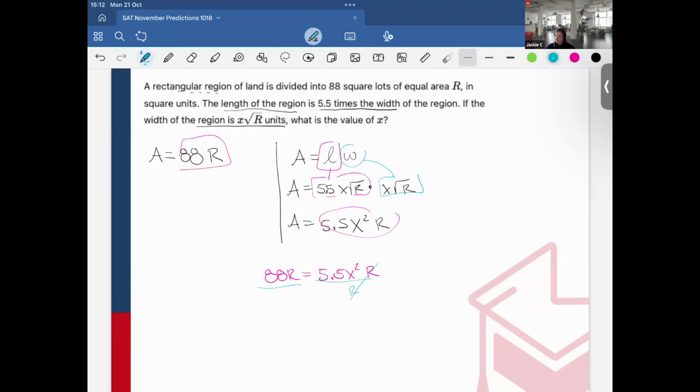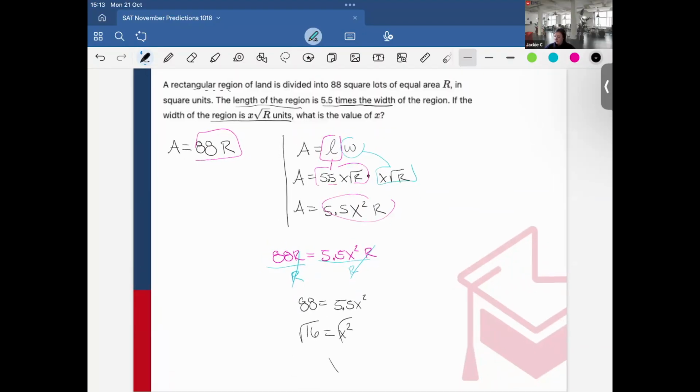Divide out r. And I get 88 is equal to 5.5 x squared. Divide each side by 5.5. This will give me 16. And take the square root. And I get that x is equal to 4. And that is our answer. Wasn't that so amazing?